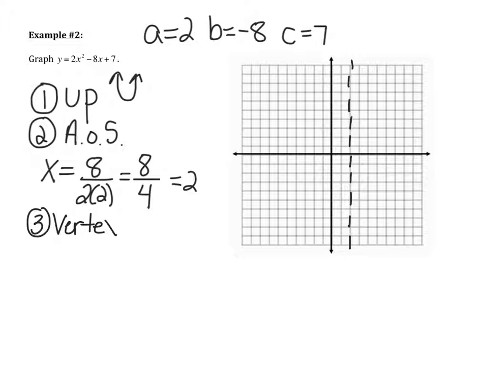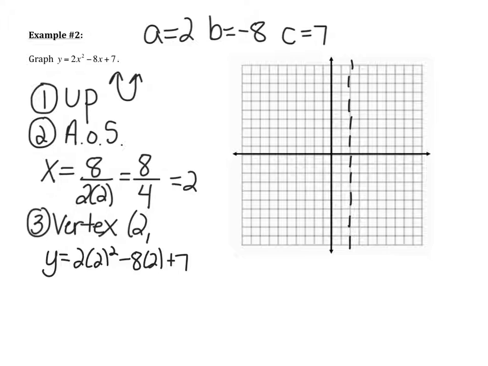Remember, once you have the axis of symmetry, you have the x value of your vertex. So we know the x value is 2 since we know the vertex is going to lie on this axis of symmetry. So every x value on this axis of symmetry is going to have an x value of 2. So if x equals 2, I'm going to substitute in 2 for the x values in our equation. So it would be y equals 2 times 2 squared minus 8 times 2 plus 7.